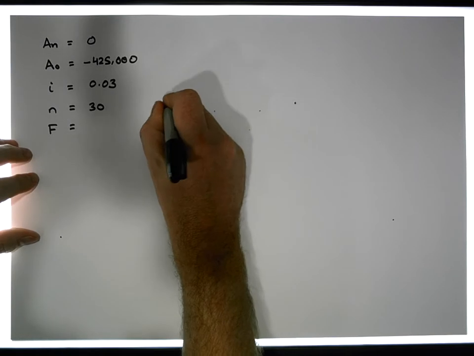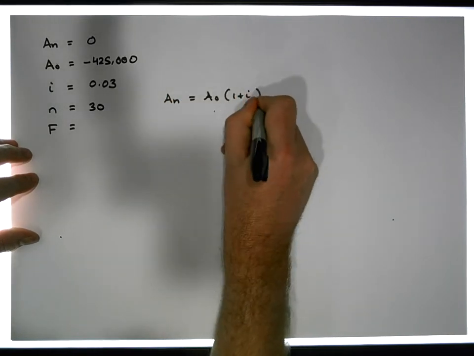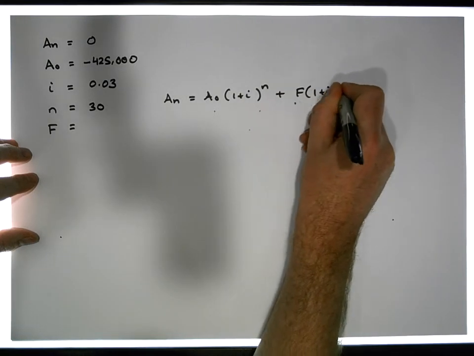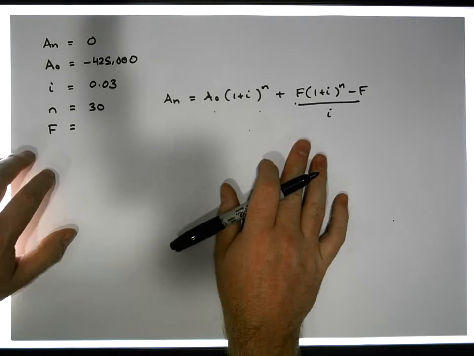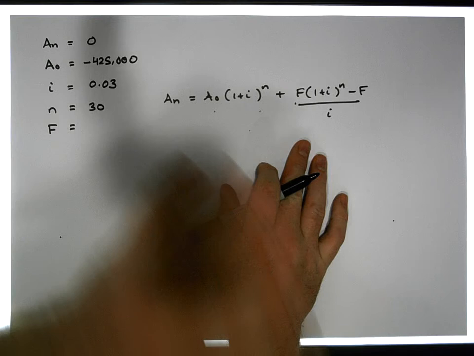Okay. So once again, let's put down our formula. It's AN is equal to A0 times (1 plus I) raised to the power of N, plus F times ((1 plus I) raised to the power of N minus 1), divided by I. And all we're going to do is the basic algebra, basic arithmetic. We're going to substitute in what we know and see what's left over.